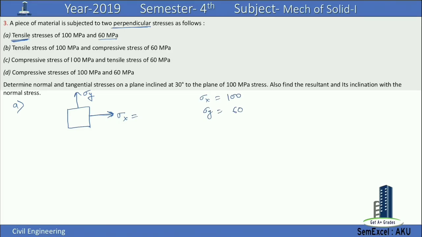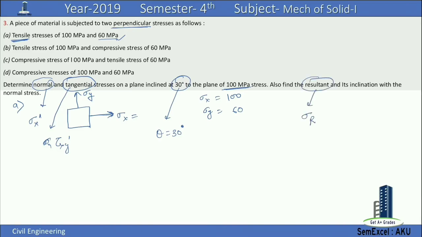In case of 3a, they have asked to calculate the normal stress, that is sigma x dash, the tangential stress, that is tau xy dash, on a plane inclined at 30 degrees. Here theta is equal to 30 degrees to the plane of this 100 MPa stress. Also find out the resultant. We have to find the sigma r dash and its inclination, meaning alpha.